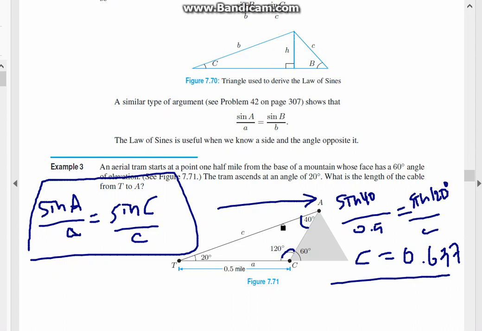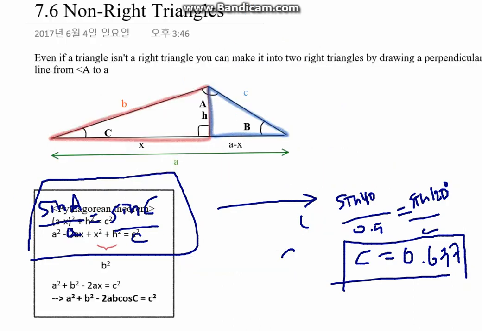Just plug it into the equation and you can find either a side or an angle that you want, again using the law of sines. Okay, so that was it for non-right triangles. I hope you enjoyed, and I will see you next time for 8.4.